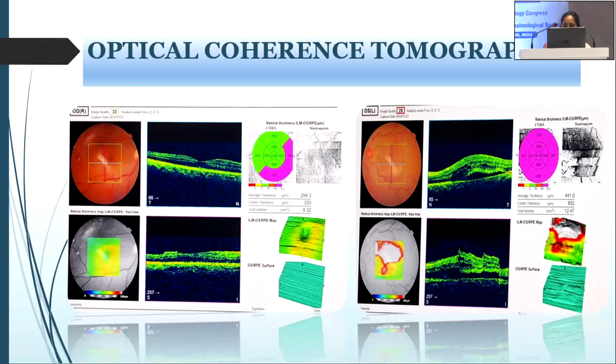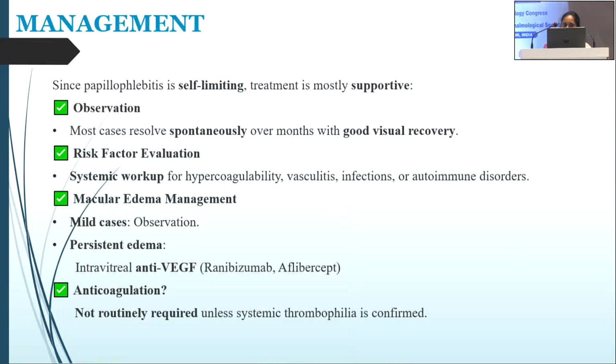OCT of the left eye shows cystoid macular edema with CMT 16 microns. My diagnosis is right eye grade 3 hypertensive retinopathy, left eye papillophlebitis with cystoid macular edema. Management: since papillophlebitis is self-limiting, treatment is mostly supportive. Most cases resolve spontaneously over months with good visual recovery.